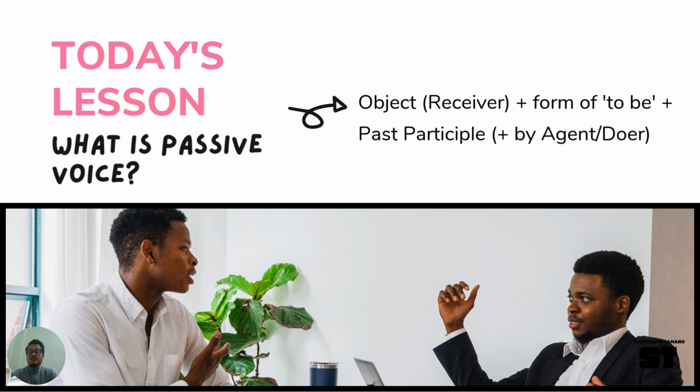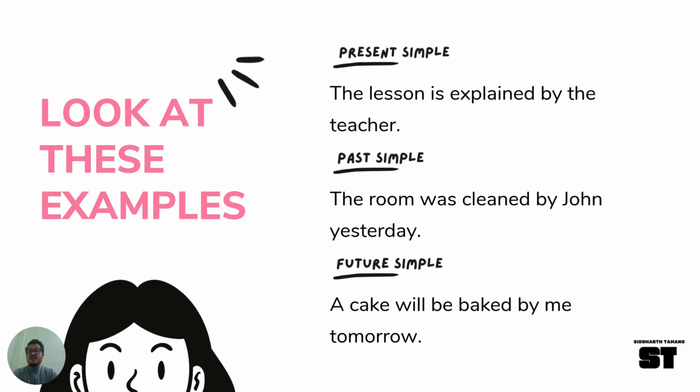We use passive voice when the action itself is more important than who performed it, or when the doer is unknown or unimportant. Let us look at these examples in different tenses. Present simple. The lesson is explained by the teacher.